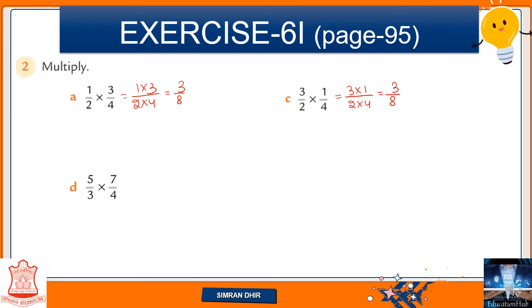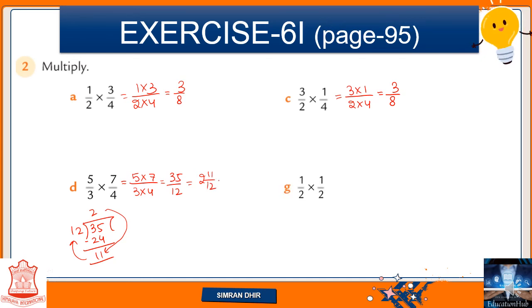Let's see one more part, D part. D part is 5 by 3 into 7 by 4. So what we are going to do, 5 into 7 by 3 into 4. So it is 35 by 12. Now if we clearly see, this is again an improper fraction, so we need to convert it into a mixed fraction. How will we do it? 35 divided by 12. 12 2 times is 24, and when we subtract we will get 11. So 2 11 by 12 is the required mixed fraction.